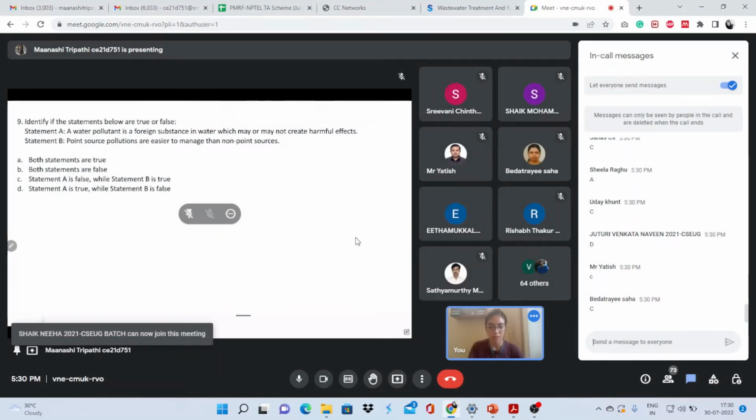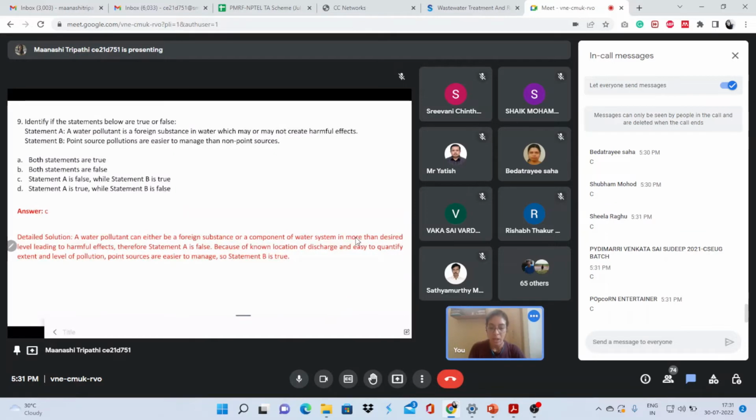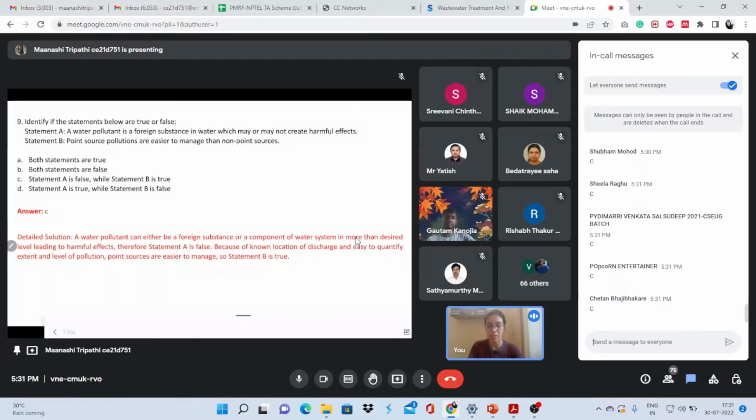So we'll see the answer now. The answer is C. Statement A is false and statement B is true. Why is it false? Here we are talking about a pollutant, and it's written may or may not be harmful. But a pollutant is mostly harmful. That is why C is correct: statement A is false and statement B is true, because point sources are easier to manage since we know from where it's coming and how much is coming.